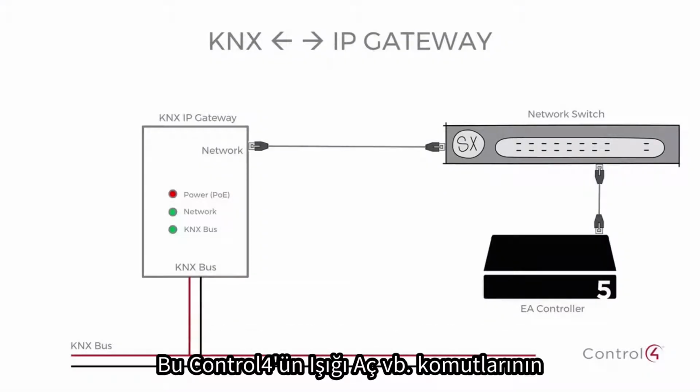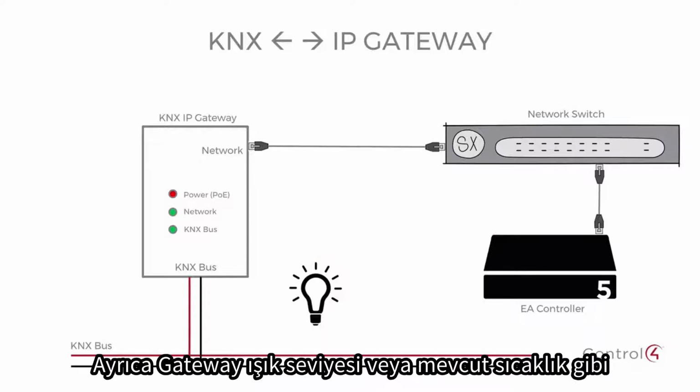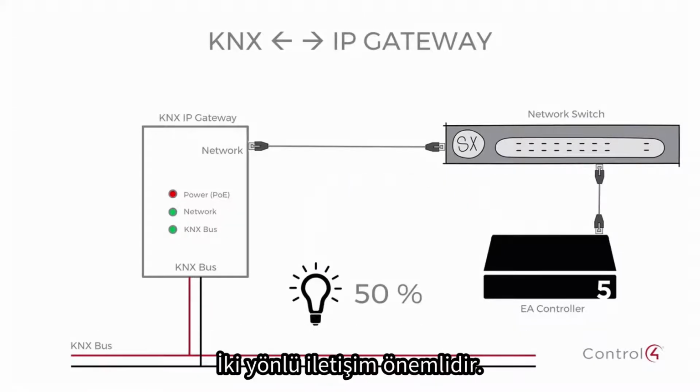This enables a Control4 command like turn on light to find its way from the controller to the KNX bus. The gateway also allows device status information such as light level or current temperature to get from the KNX bus back to the controller. Two-way communication is important.